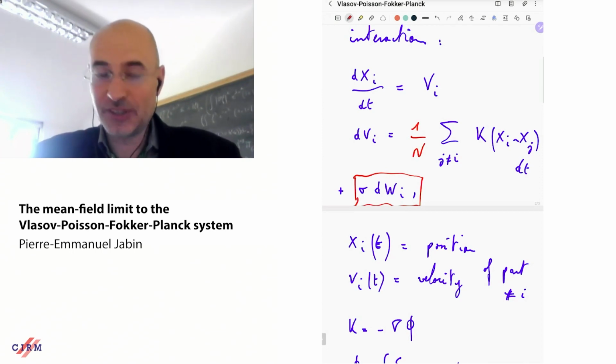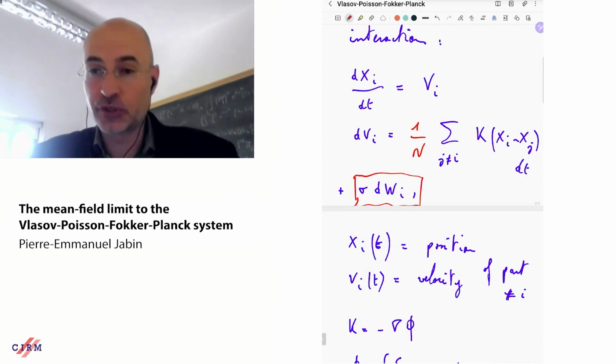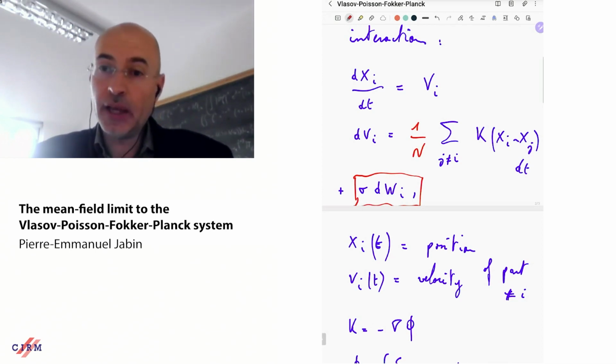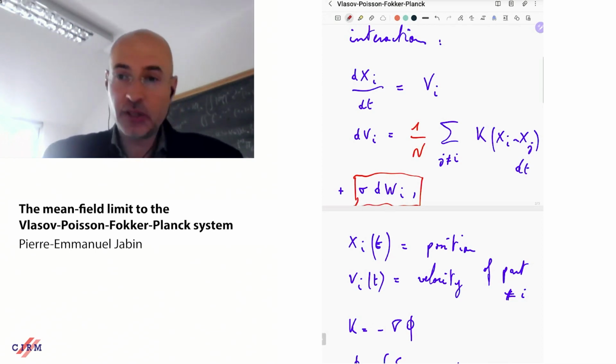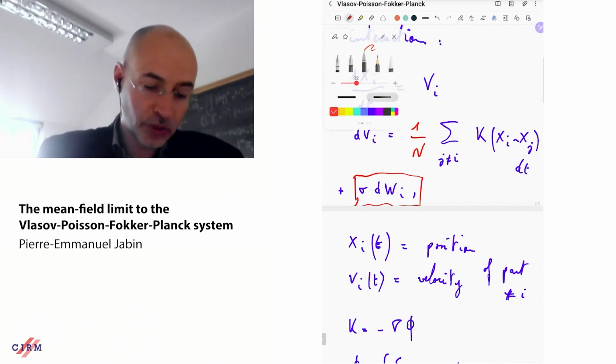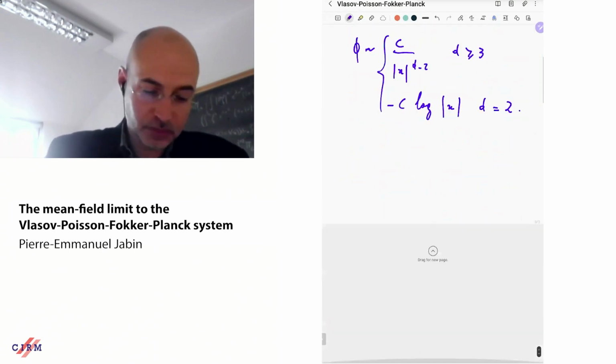Easiest interesting in the sense that it makes the sum of interactions formally of order 1. So it sort of guarantees that the interaction will have the same scale, the same time scale in particular, as the free transport. And the other term that I added here is this diffusion term, where all the Wi's are n independent Brownian motions.